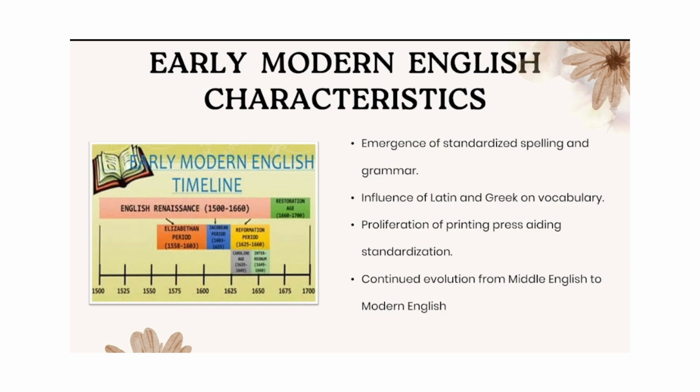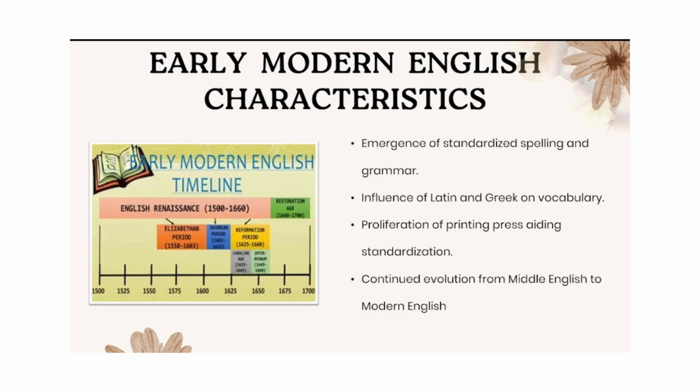The printing press, which had become more widespread by this time, played a crucial role in standardizing English spelling, and printers and writers began to use consistent spellings and grammar rules, making the text more uniform and easier to read.